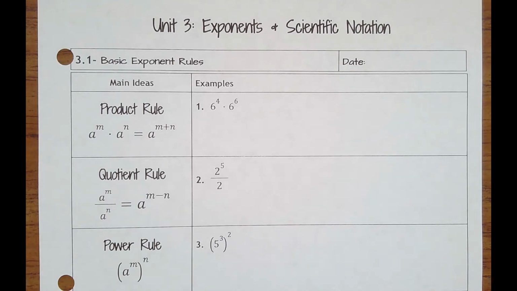Okay, so Unit 3 is all about exponents in scientific notation. Exponents I love. Scientific notation, not so much. It's not my favorite, but we'll figure it out. So they go together because an exponent is just a repeated multiplication.